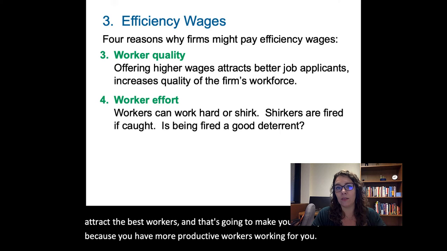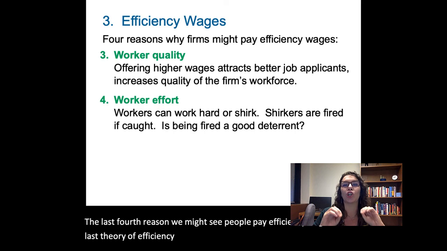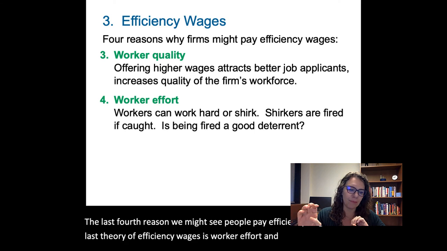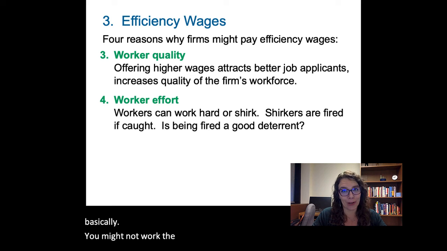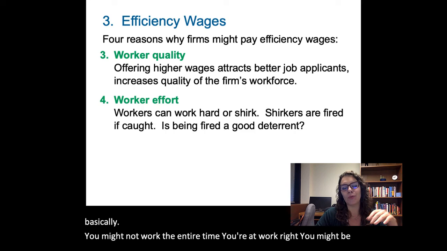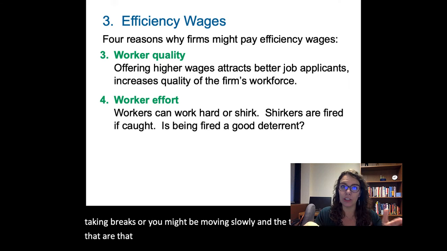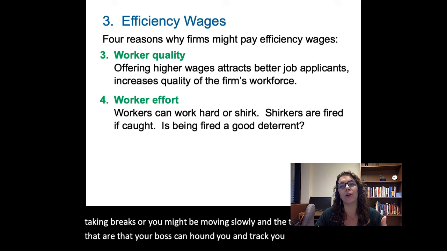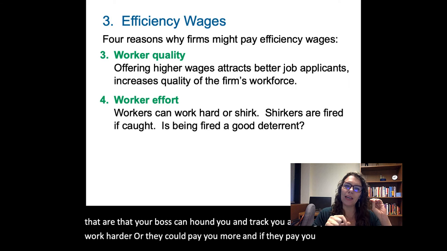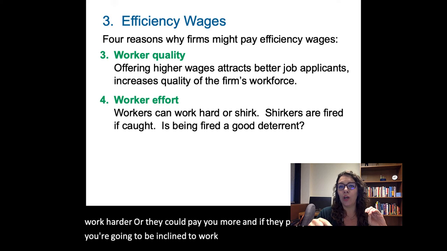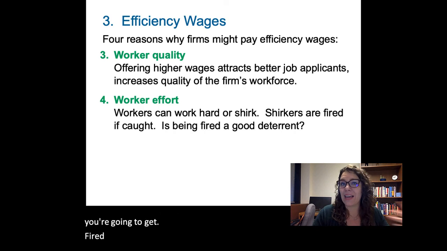The fourth theory of efficiency wages is worker effort. This is the idea that you might not work the entire time you're at work. You might be taking breaks or moving slowly. The two ways to solve that are that your boss can hound you, track you, and nag you to work harder, or they could pay you more. If they pay you more, you're going to be inclined to work harder because you know that if you lose this job, you're going to get fired and have to go make less money somewhere else.